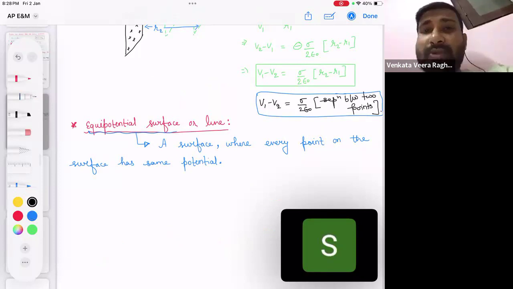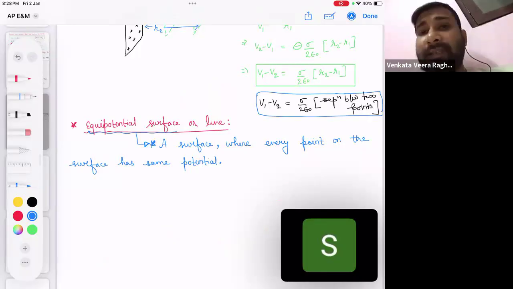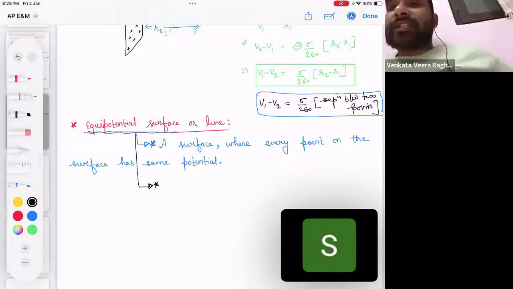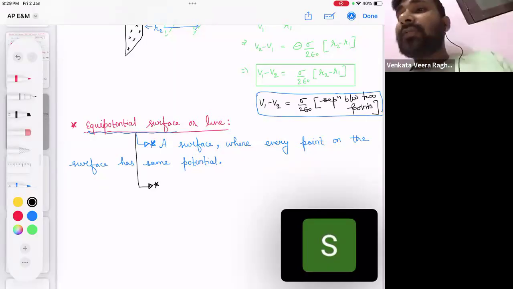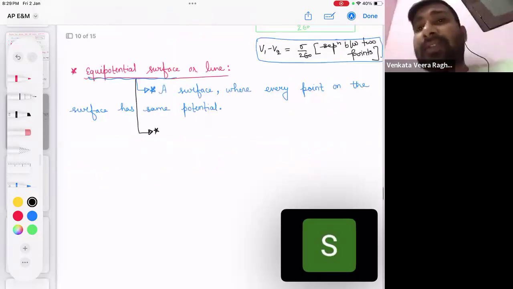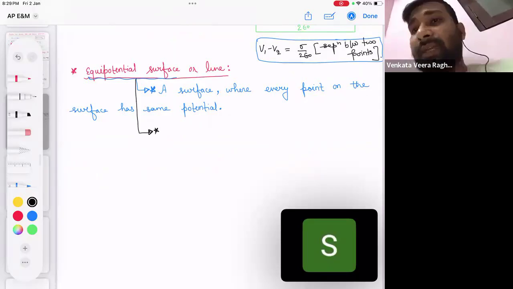So equipotential surface has two meanings. What is the first meaning? A surface where every point on the surface has the same potential. And the second meaning is the mathematical way. The first one is the theoretical explanation; the second one is the mathematical one. Mathematics says that an equipotential surface is one where the field on the surface is always going to be perpendicular.